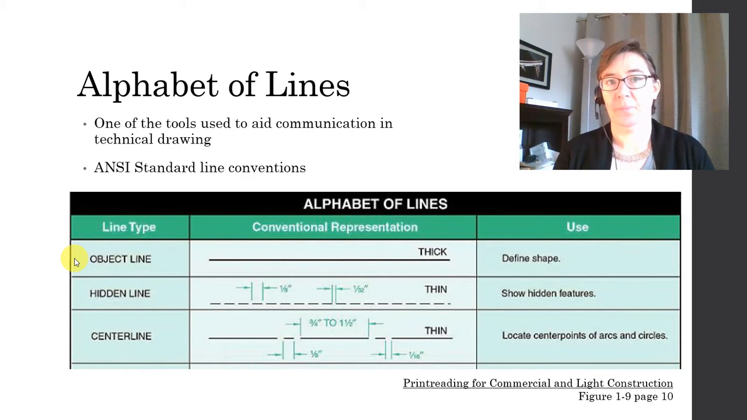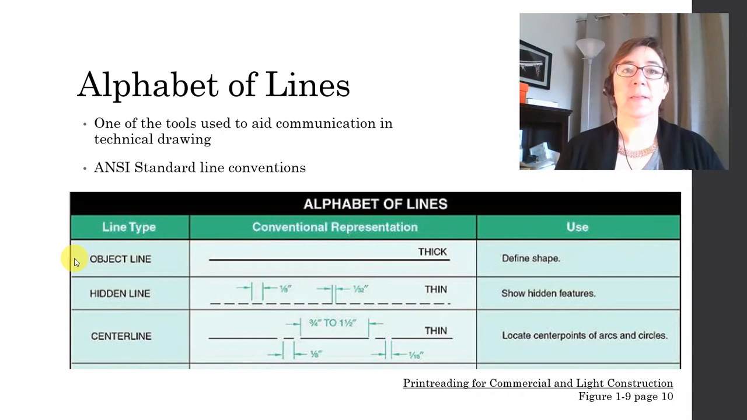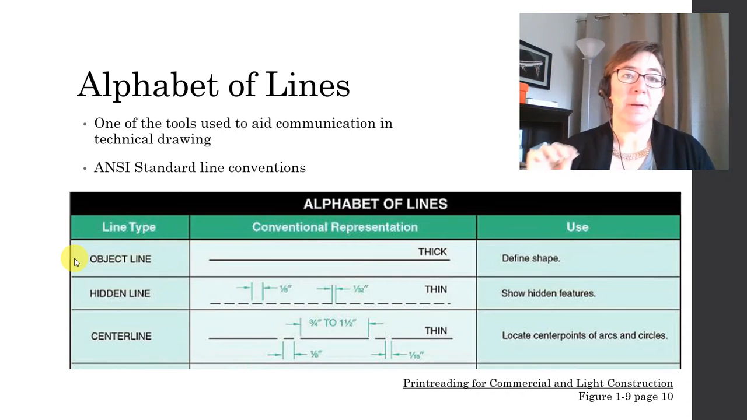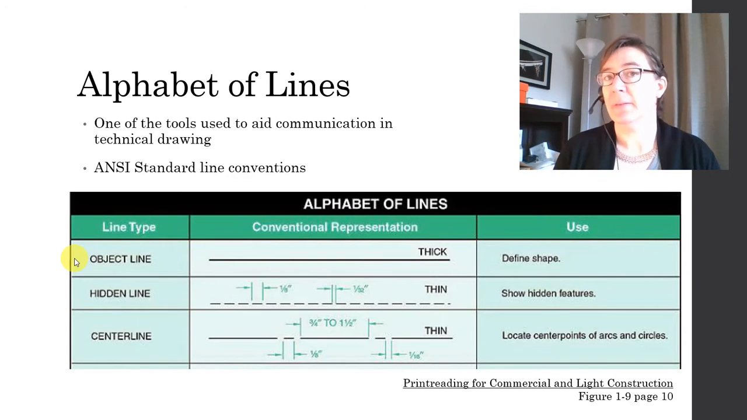an object. A hidden line is a dashed line, and it's used to show anything that's behind something else. It's hidden, you can't see it, but in our technical drawing, we'd like to indicate where that item is. You use a hidden line.